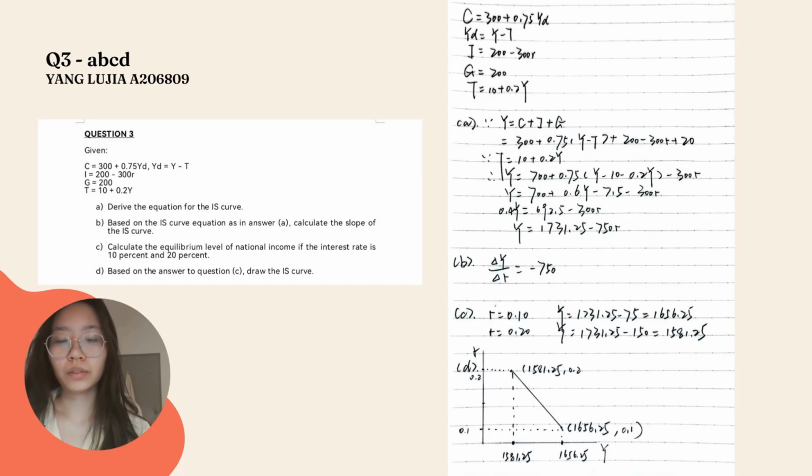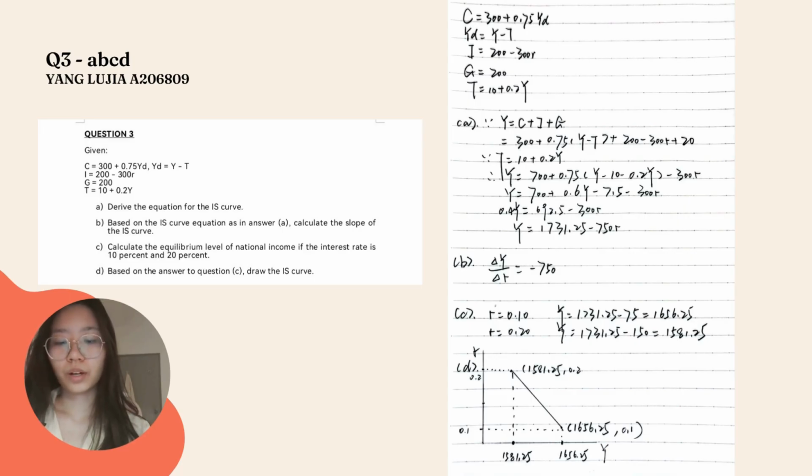In part C, we need to find the equilibrium national income. We substitute R into the IS curve, which is Y equals 1731.25 minus 750R. When R equals 0.1, Y is 1656.25, and when R equals 0.2, Y is 1581.25. We go to question D.